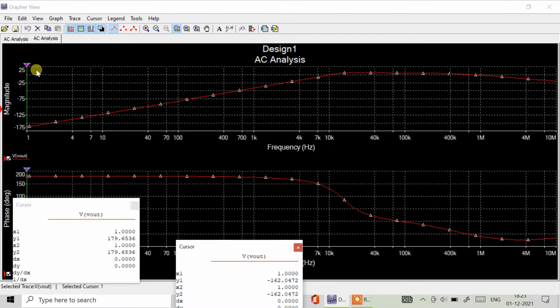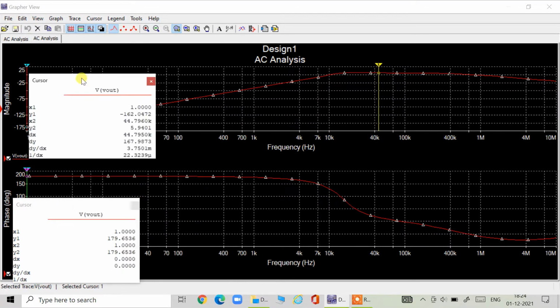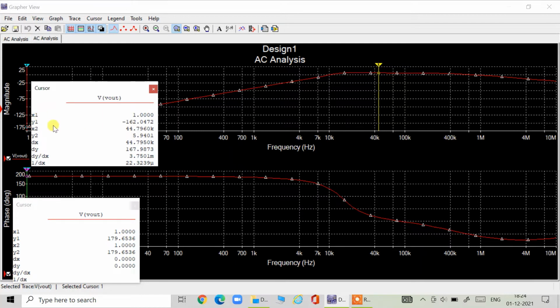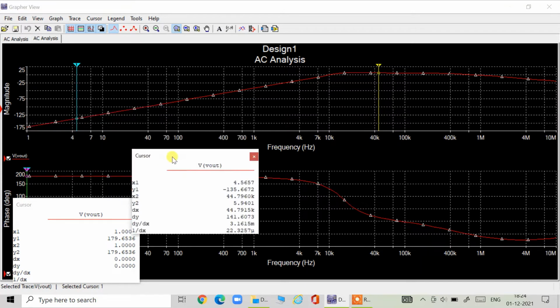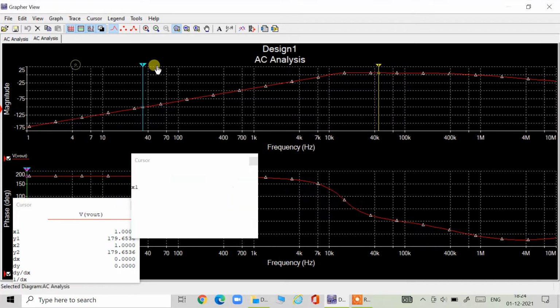Now we have to find the cutoff frequency. So I'm bringing the cursor here. In case you are not finding the cursor here, click here. So the cursor will appear here. So this is the maximum. So you can see in this particular graph, x1 and y1 are for the first cursor, and x2, y2 are for the second cursor. So what I am going to do is bring the first cursor here, second cursor here.